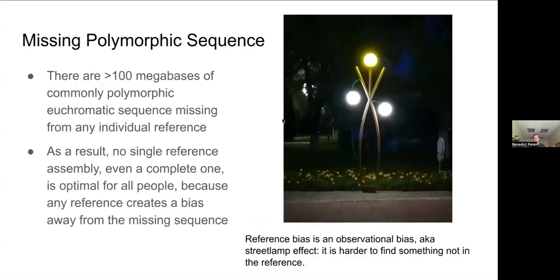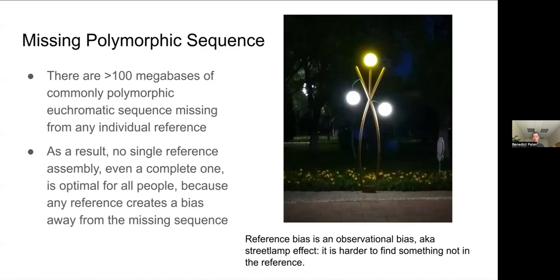But of course, yes, adding in that predominantly heterochromatin to our view of the reference is extremely important. I don't want to undersell that in any way. It's also true that any single reference cannot represent, by definition, the diversity of varying sequence that exists in the population. So we've known for a long time that there are more than 100 megabases of common polymorphic euchromatic sequence missing from any individual reference, that we know is polymorphic in the population, right?